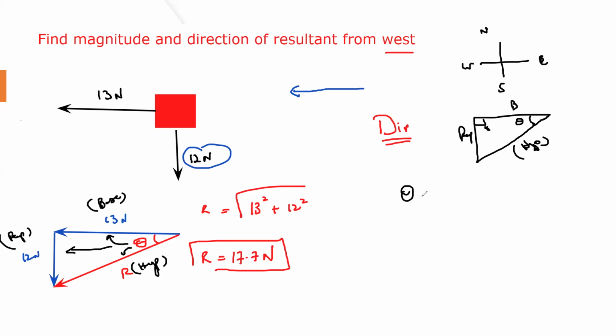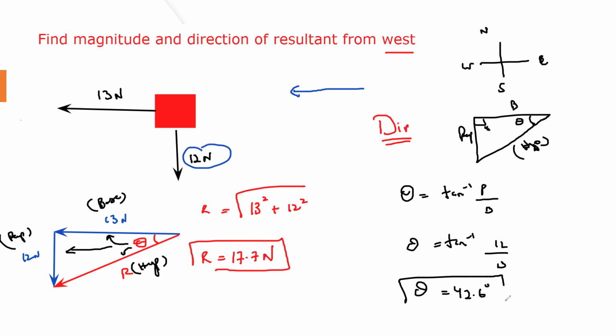If I need the angle, theta equals tan inverse of perpendicular divided by base. The perpendicular is 12 and the base is 13. So tan inverse of 12 divided by 13. What's the answer? 42.6 degrees. That is the answer for the direction, theta.